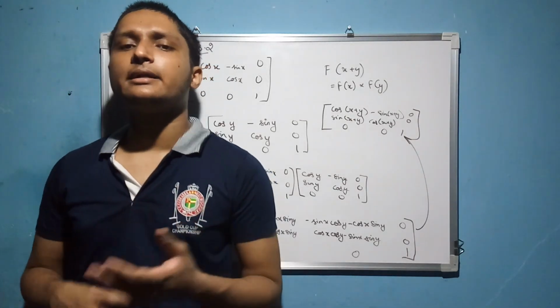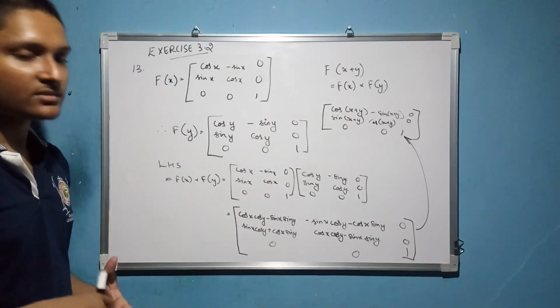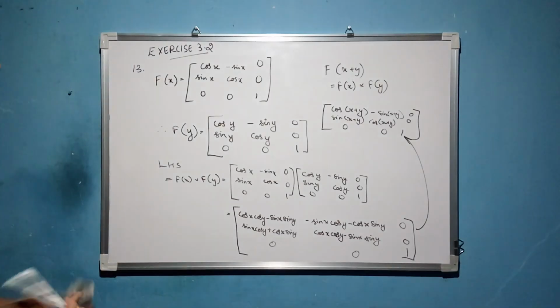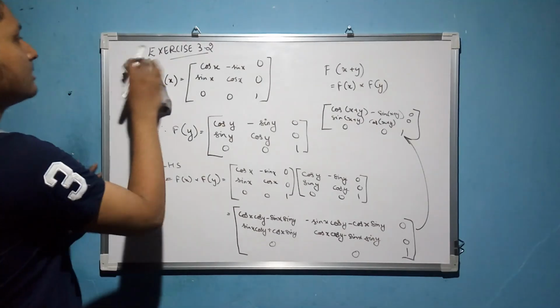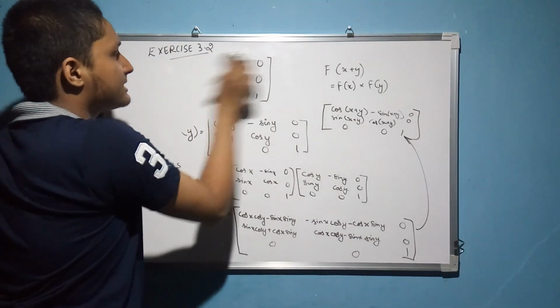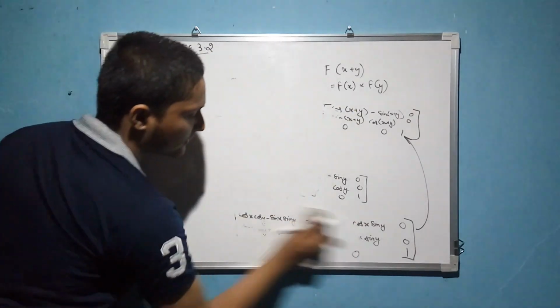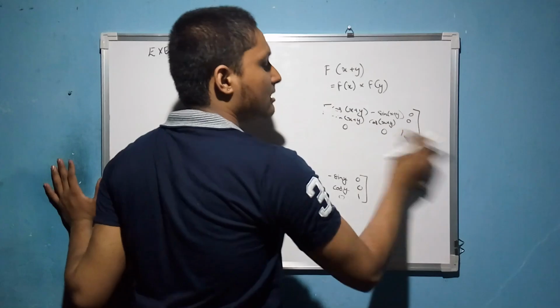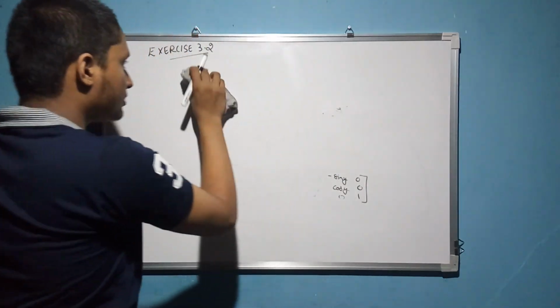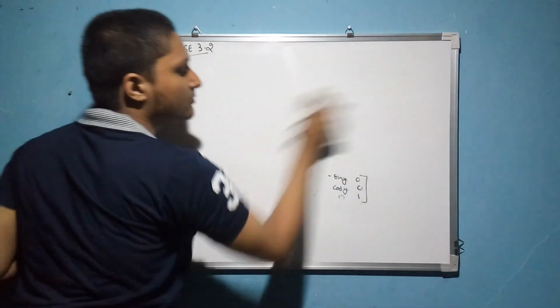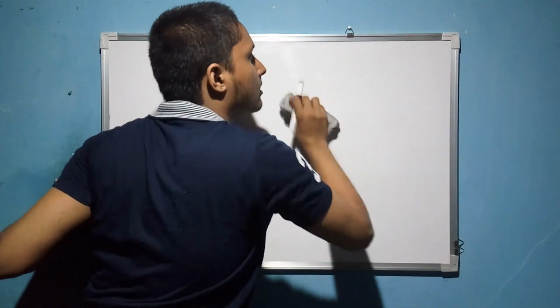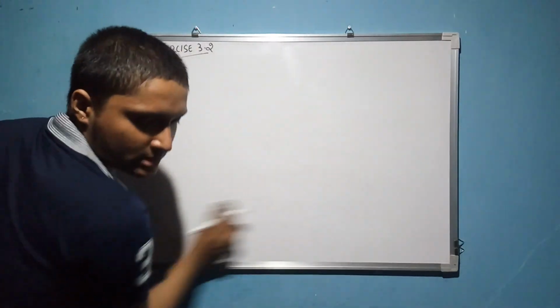The 14th question is given that matrix multiplication is not commutative. So you are just wasting time on that. If you want, you can just multiply and see, because those are very big matrices. So I prefer not to do that.